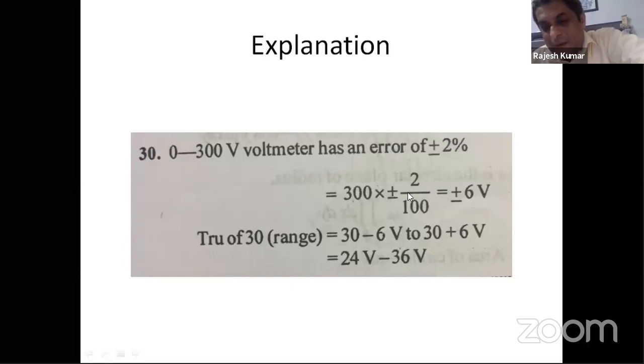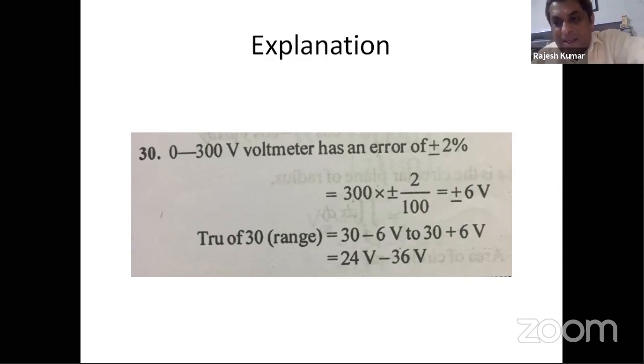So this is how we find it: the 0 to 300 volt voltmeter has an error of plus minus 2%. If you take plus minus 2% of 300 here, there will be a variation of plus minus 6 volt on either side. So whatever voltage you measure with that voltmeter, you will have a minus 6 volt and a plus 6 volt. Your voltage will lie in the range 30 minus 6 and 30 plus 6, that is, from 24 volt to 36 volts. So if you get a 30 volt supply with that voltmeter, the range of voltage that you can measure will be between 24 volt and 36 volts.